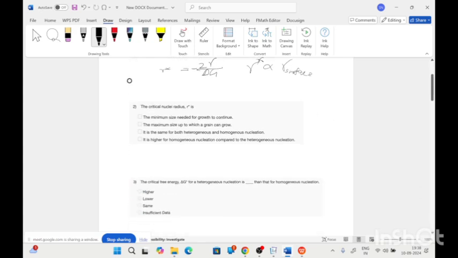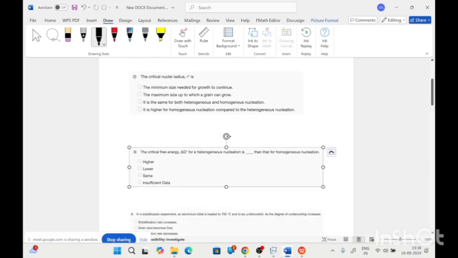The next question is about the critical nuclei radius R star. The first option is the minimum size needed for growth to continue. So this is correct. The maximum size up to which a grain can grow, this is wrong. The next, it is the same for both heterogeneous and homogeneous nucleation, so it is right. And the last option, that it is higher for homogeneous nucleation compared to heterogeneous, is also wrong. So only A and C are correct.